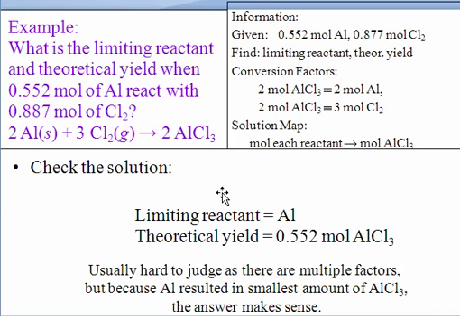Now let's look, does our answer make sense? It is often hard to judge because there are multiple factors, but if we go back and check our math, we see that aluminum does give us the smaller amount of aluminum chloride, so our answer does make sense, and based on our given values, this is a reasonable answer.